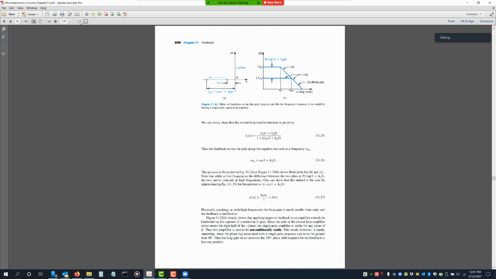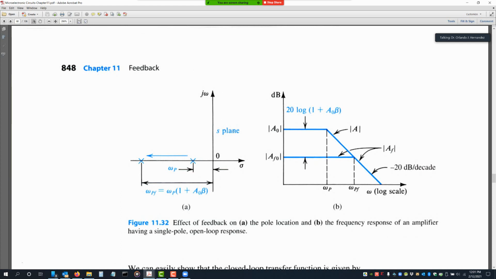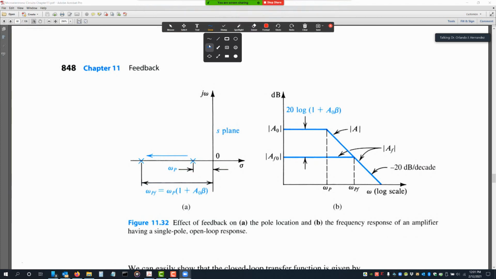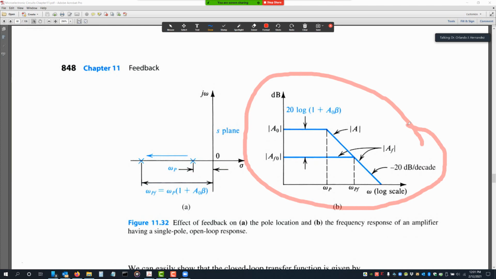The principle of the gain bandwidth product. Basically, this figure adds the dimension of the S-plane. So we had already seen this and the effect of the gain bandwidth product earlier on today, but this is a representation of that in the S-plane.